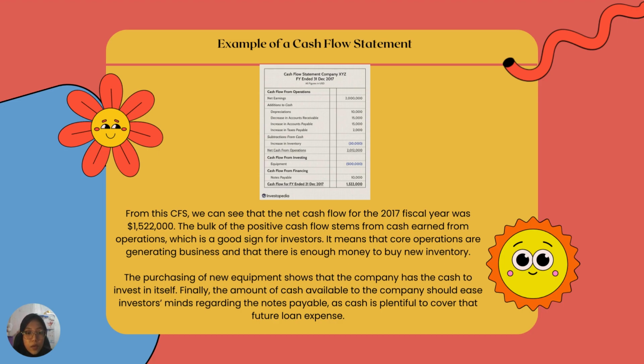The purchasing of new equipment shows that the company has the cash to invest in itself. Finally, the amount of cash available to the company should ease the investor's mind regarding notes payable, as cash is plentiful to cover that future loan expense.